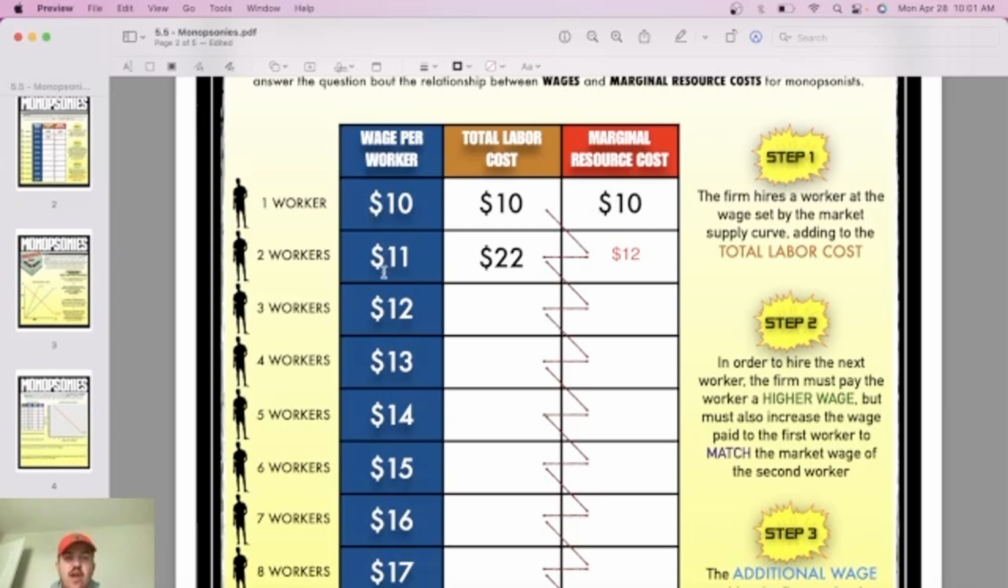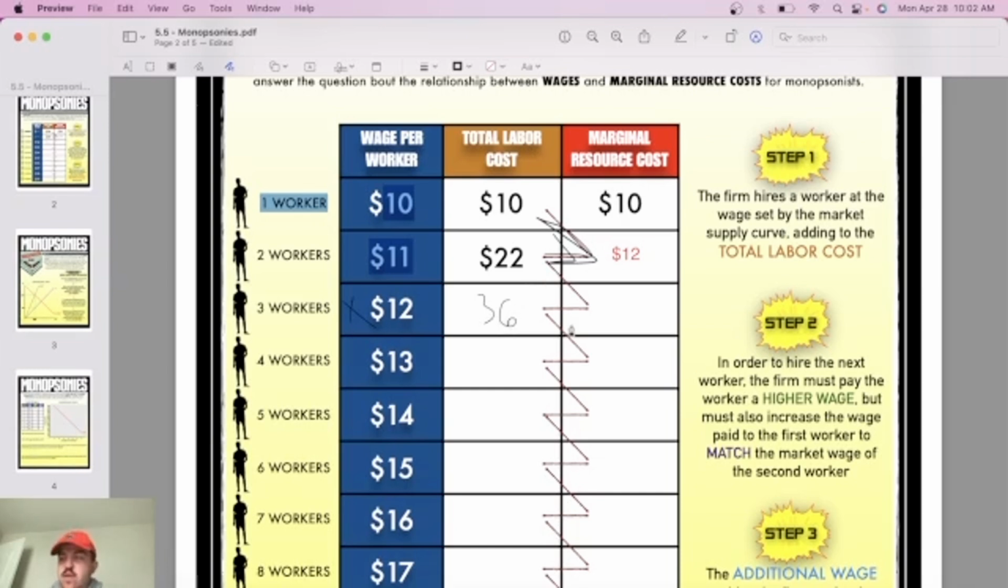If we want to hire on the next worker, he's going to have to be paid $11. Well, what we're going to have to note is that not only is he going to make $11, but this previous guy is also going to be making $11, okay? So to find our total labor cost, it's 2 times 11 equals 22. But that would make our marginal resource cost the difference between our two total labor costs, or $12. Same thing right here. We'll go 12 times 3 to hire this third worker, or $36.